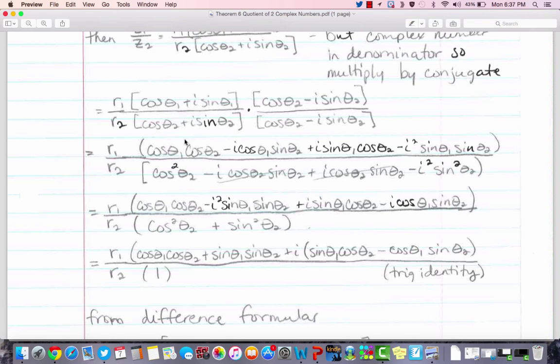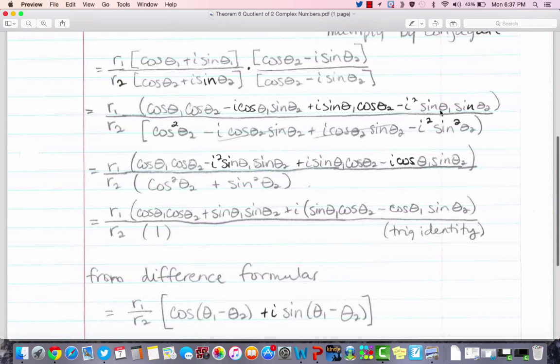When we FOIL out the bottom, cosine theta 2 times cosine theta 2 is cosine theta 2 squared. Cosine theta 2 times a minus i sine theta 2 is minus i cosine theta 2 sine theta 2. i sine theta 2 times cosine theta 2 is i cosine theta 2 times the sine of theta 2. And minus i times i is minus i squared, and then sine theta 2 times sine theta 2, or sine theta 2 squared. Now these drop out because they're the same angle.